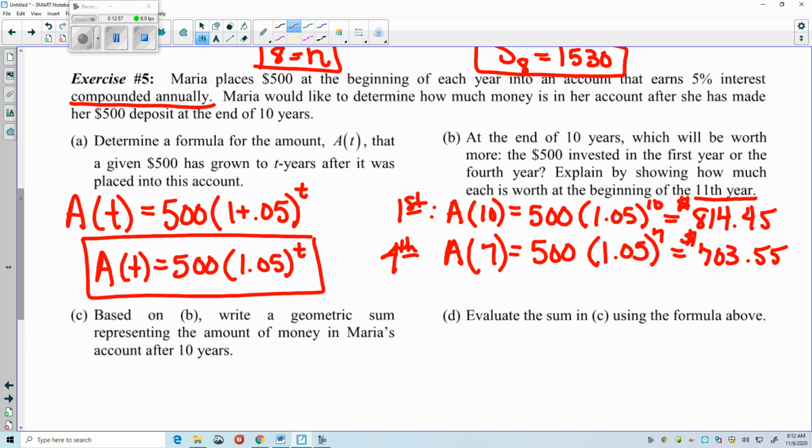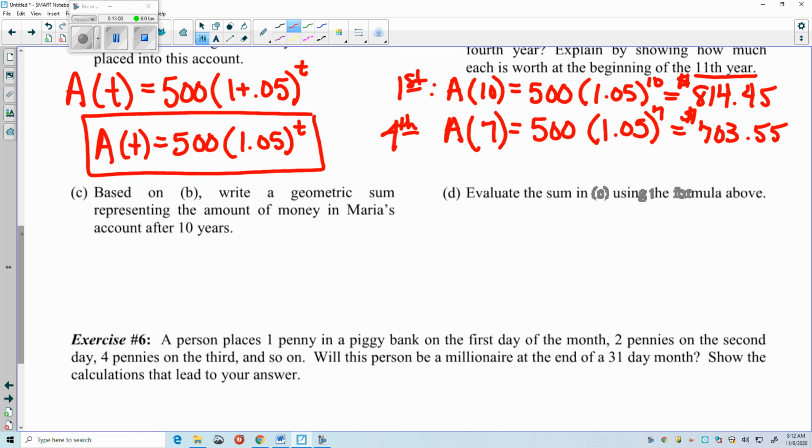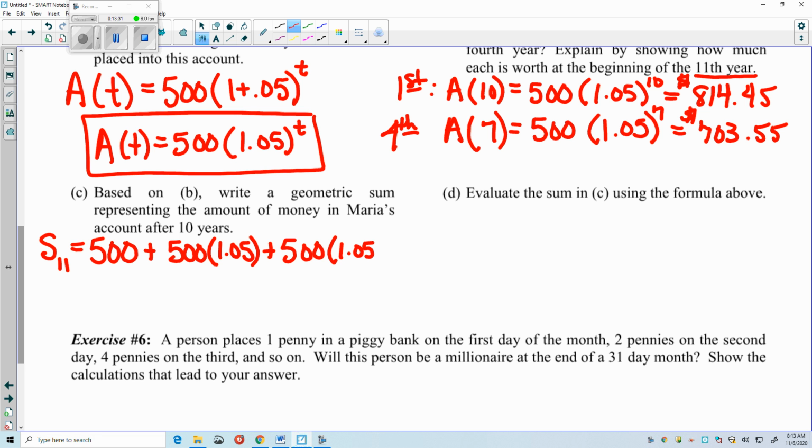Based on letter B, we're going to write a geometric sum representing the amount of money in Maria's account after 10 years. So at the end of 10 years, keep in mind that's really the beginning of the 11th year. Think about what we would have. I would have my first initial $500. Then to that, I would be adding on 500 with my rate, because that's where it gets compounded. So that would be like year 1. And year 2 would be 500 times the rate squared, because it would happen now this time here and this time here.